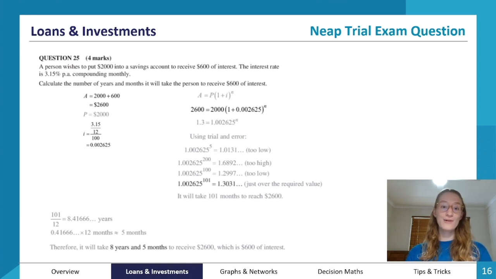So that's how I would approach a question such as this one. It's important to note that we don't just need to use the compound interest formula for loans or investments where the amount is unknown. Like with any other formula, we can actually rearrange it and solve for other variables.